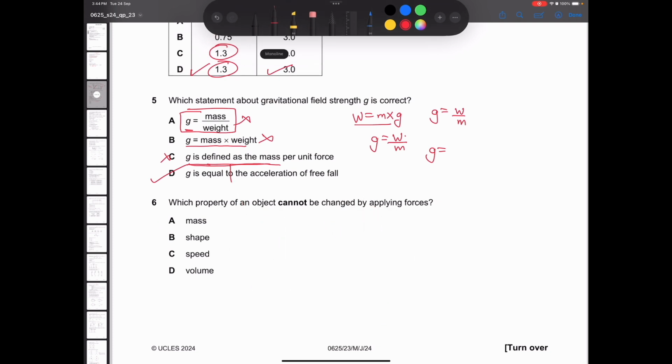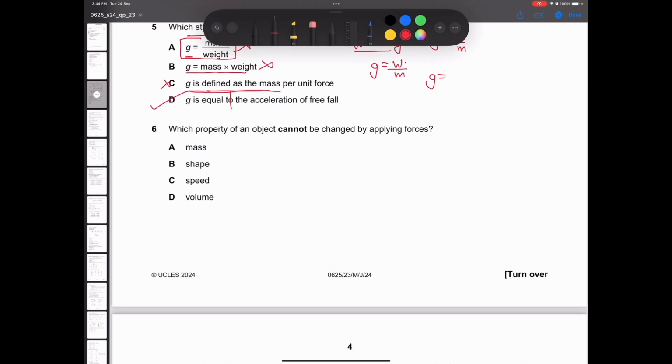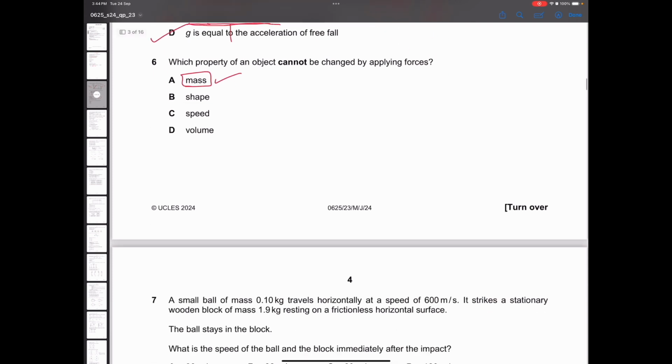Now, next question. Which property of an object cannot be changed by applying forces? So see, by applying force, you can change the shape, speed, volume, acceleration, deceleration, direction. All these things you can change. But you cannot change the mass of an object. So option A will be the correct one.